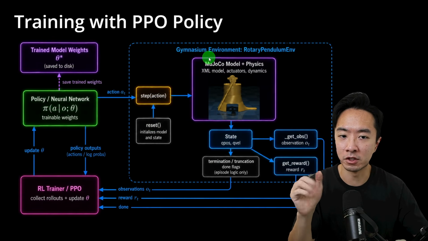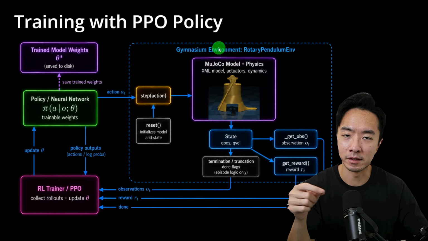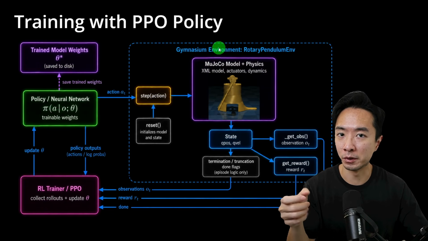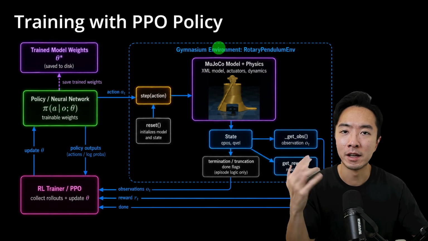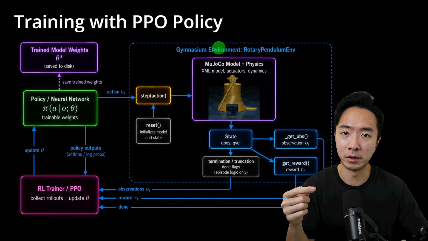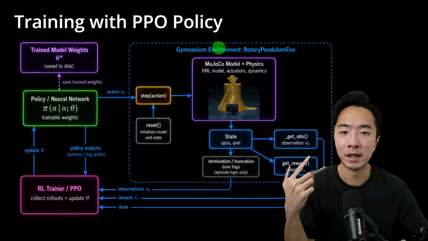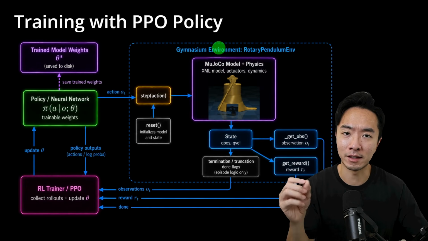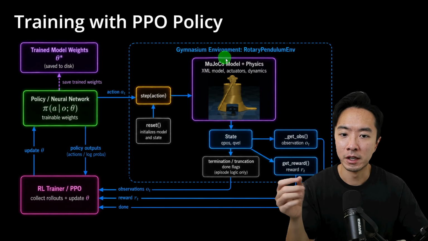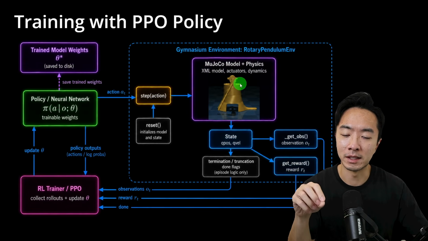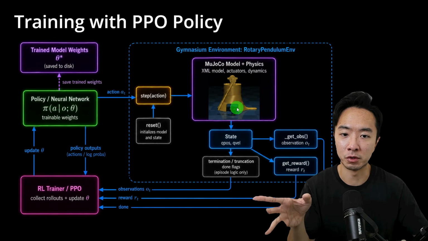So we have a gymnasium environment. So this is like a virtual environment, not the same gym as where you're lifting weights, but this is the environment where the model repeatedly tries to execute a specific task that you tell it to do until it reaches a final goal. So the idea is you create a gymnasium environment, which is going to be a place where you put in your MuJoCo model.